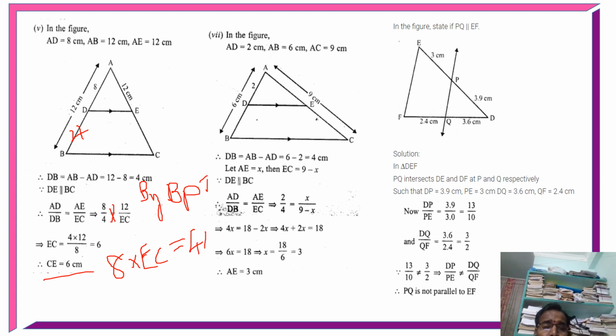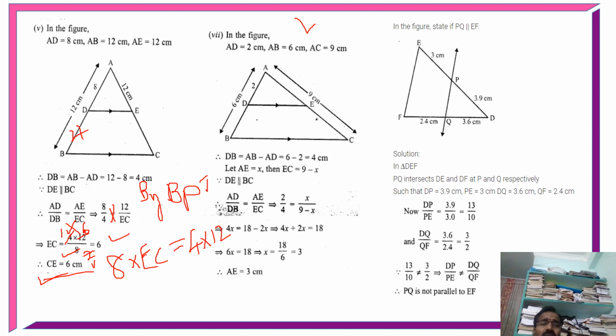If you transpose to the other side of the equality, it will become division. So do cancellation. I'm sorry, children, cancellation. 4 ones are 4, 4 twos are 8, 2 ones are 2, 2 6s are 12; 1 into 6 becomes 6. So finally we got the EC or CE value as 6 centimeters. Same way, the seventh one also.